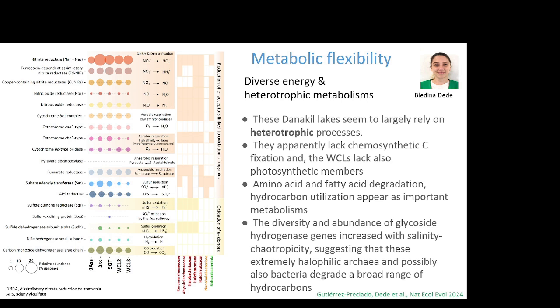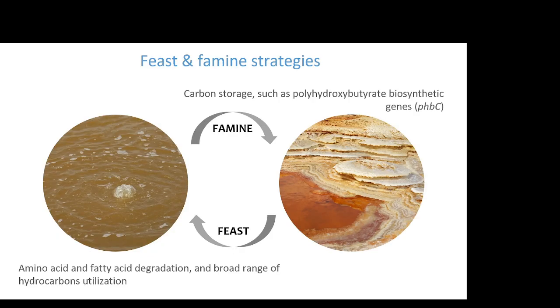And just to show you how these organisms are living, because I told you at the beginning that there are no cyanobacteria and there are also no phototrophs, this is mainly dominated by heterotrophs, and they are relying on heterotrophic processes. They are mostly degrading amino acids and fatty acids, and they're utilizing carbon. These places are bubbling with gases from the deep, and they are following a feast-famine strategy. When the gases bubble from below, they can feast on whatever hydrocarbons are bubbling and utilize them. But when the desiccation time comes, they store this carbon because they have carbon storage genes, such as the polyhydroxyalkanoate biosynthetic genes.